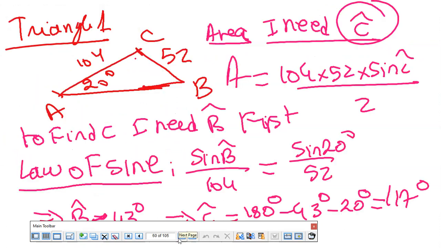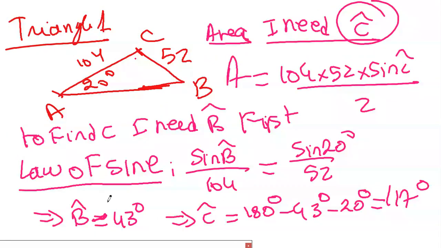So let's do the first triangle, triangle 1. To find the area, I need the angle C, because to find the area, we need two sides, and between the two sides, the angle should be given.